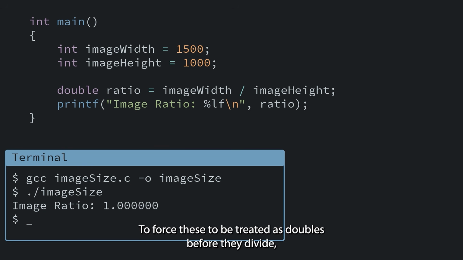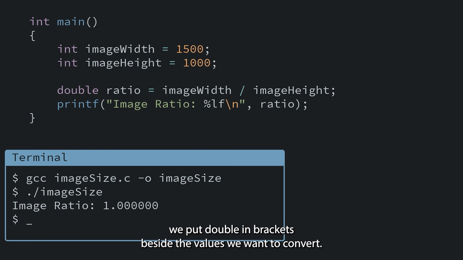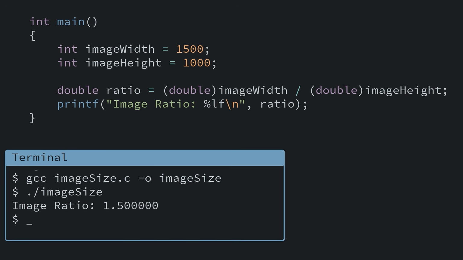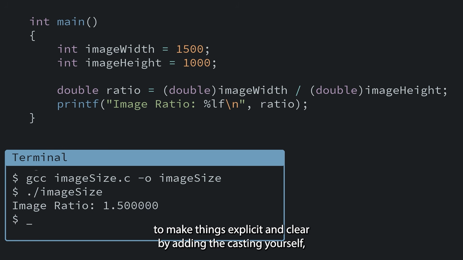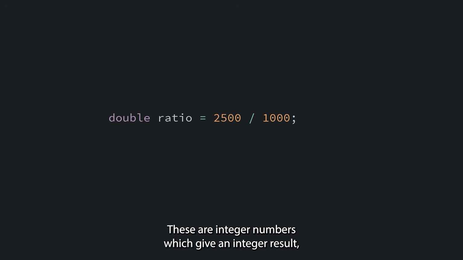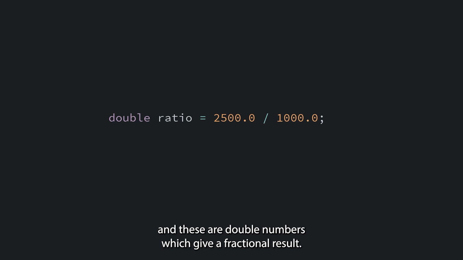To force these to be treated as doubles before they divide, we put double in brackets beside the values we want to convert. Now that these are treated as doubles, we get our expected number. There are certain rules which C follows about when and where it converts types automatically. I won't go into all of those yet, but it's a good idea to make things explicit and clear by adding the casting yourself, both for C, but also for other people reading your code. By the way, this also applies when you type literal numbers in your code. These are integer numbers, which give an integer result, and these are double numbers, which give a fractional result.